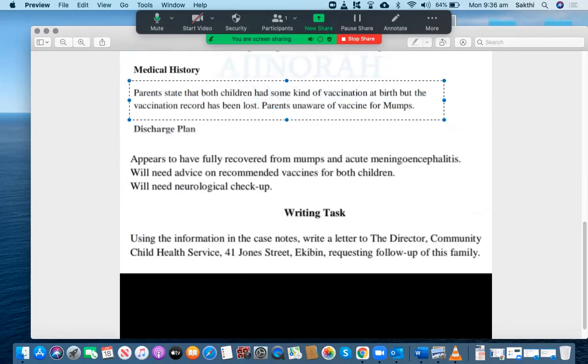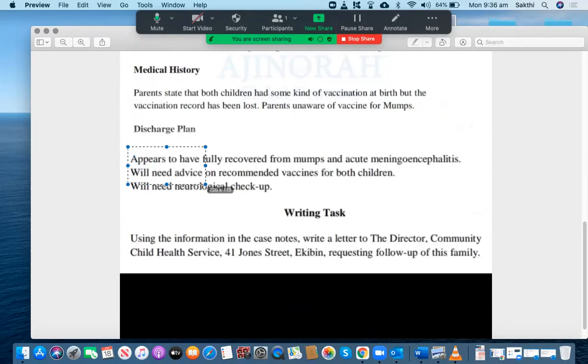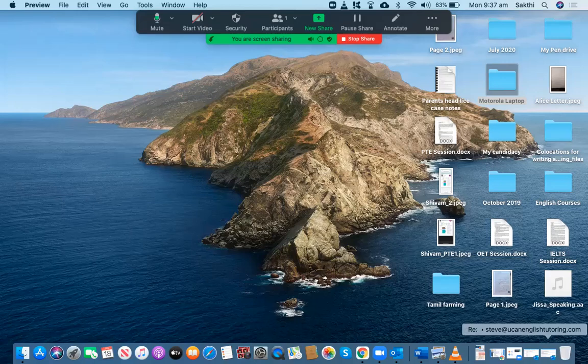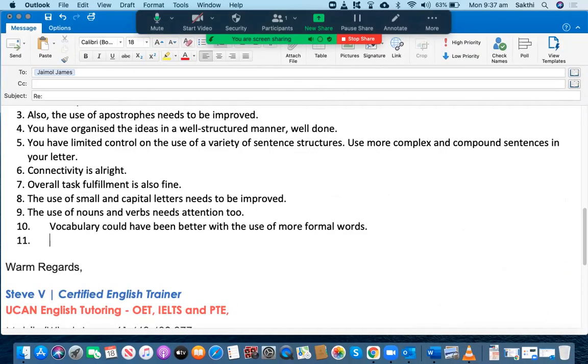She has used almost all the keywords. Under vocabulary, it's very bad because she didn't use some synonyms. It's not good. Appears to have fully recovered from mumps in isolation facilities. Will need advice on recommended vaccines for both children. Will need neurological checkup. Okay, yeah. I think she has included a few, I mean, most of the case notes, but unfortunately, she didn't include a few case notes. So you haven't included some important case notes, like the way I have told here. So it could have been improved.